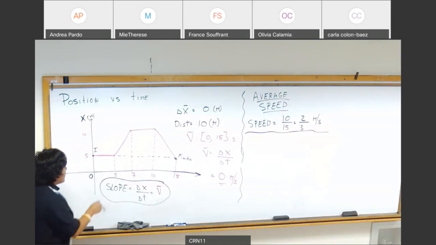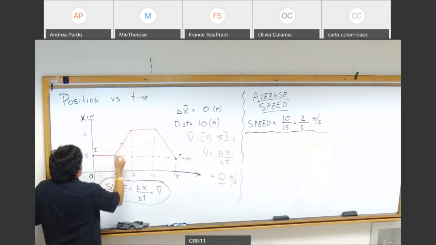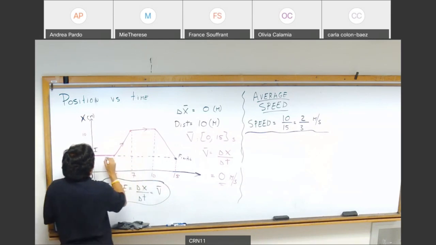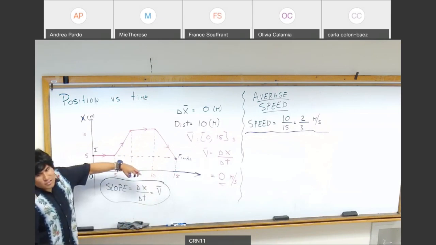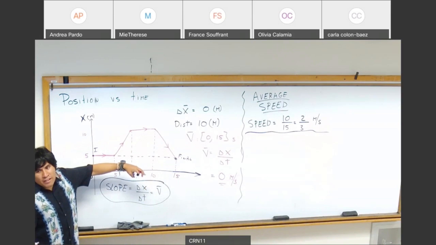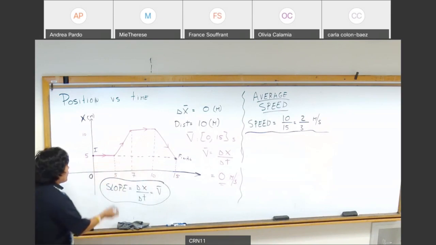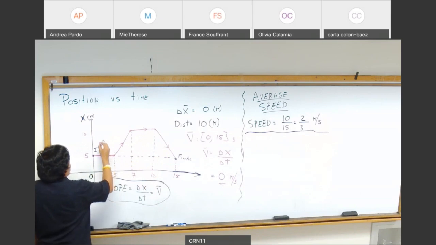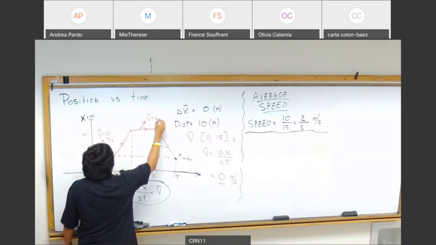I can find the velocity here, and I can find it here as well, and here. When you have a horizontal line, you should know already from algebra, but if you don't remember, that's fine. For a horizontal line, the slope is 0. So the velocity here is 0. And here is also 0.